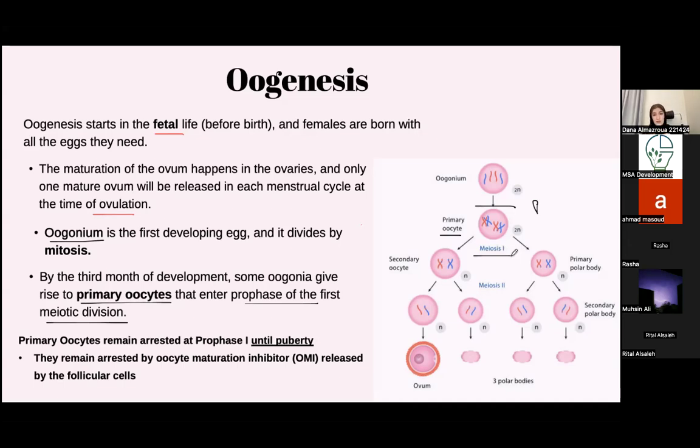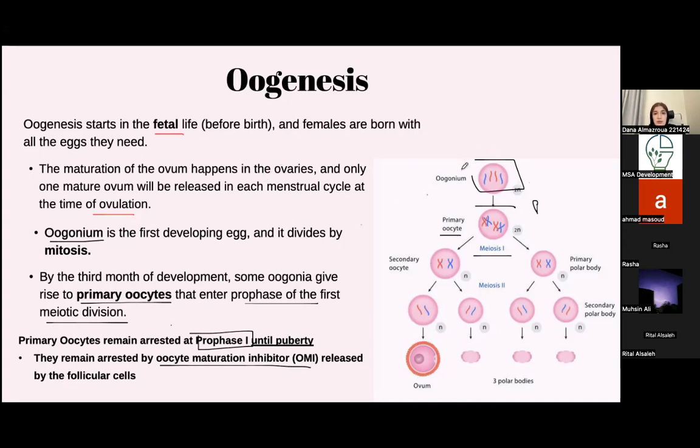So as females, we're born with oogonium, okay? And then after mitotic divisions, we would have the primary oocyte. And then this primary oocyte would be stuck in prophase 1 until the time of puberty. Now, what's keeping this primary oocyte stuck there is the release of oocyte maturation inhibitor by the follicular cells. Now, what are the follicular cells? I'll explain in the next slide.